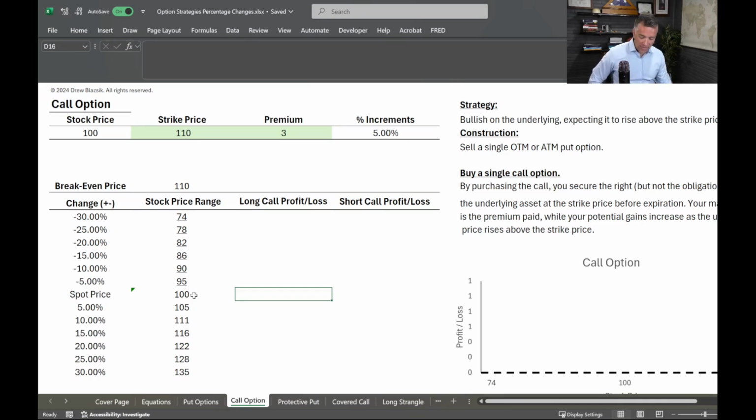So let's look at the current stock price of 100. We want to look at if we purchase the call. Well, if we purchase the call, first thing I want to think about, that's costing me negative $3. So I'm going to select the premium. I'm going to hit function F4 because I want to freeze that or make it an absolute cell reference. Don't want it to move.